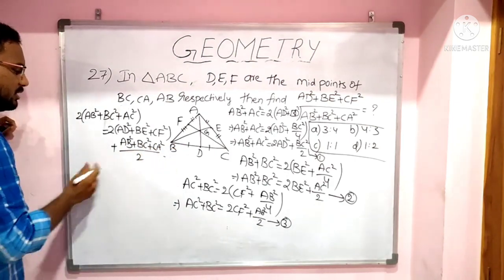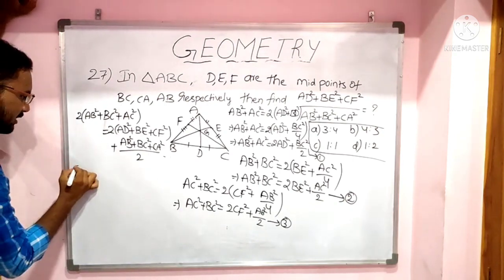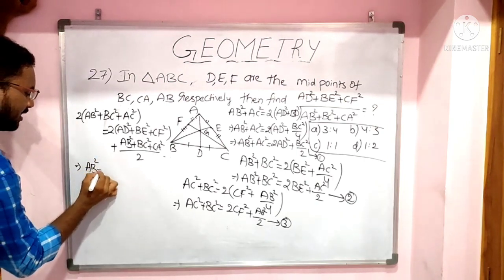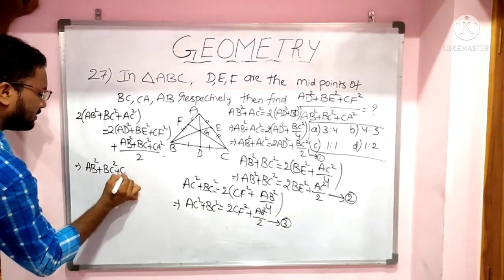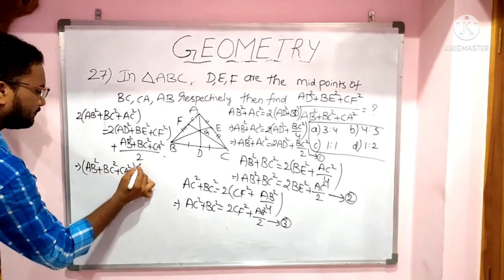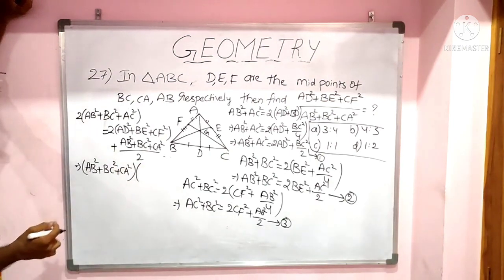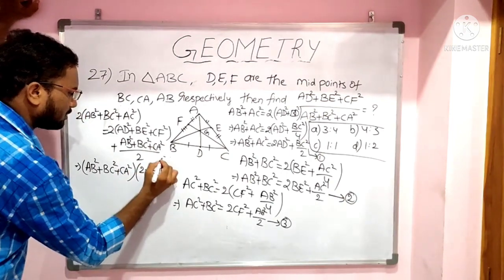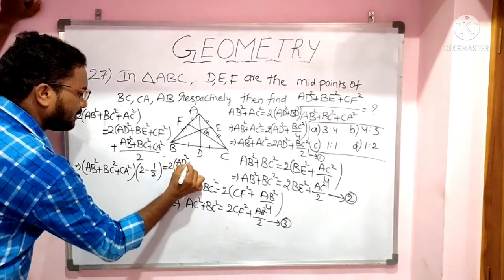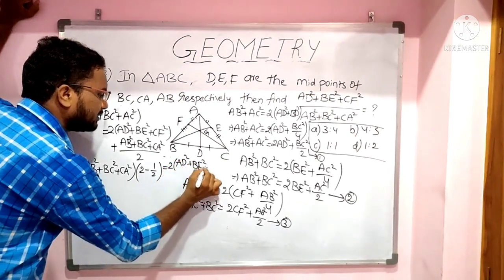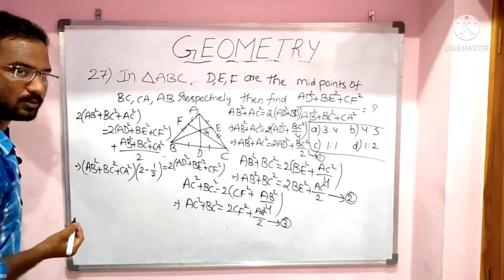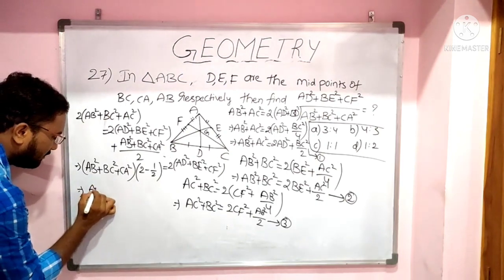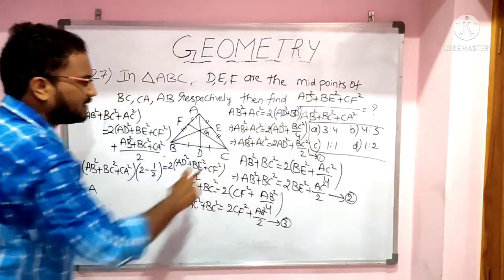If we take this term here, I will take AB square plus BC square plus CA square as common, into 2 minus 1 by 2, equal to 2 into (AD square plus BE square plus CF square). So from this, we need to find AD square plus BE square plus CF square.